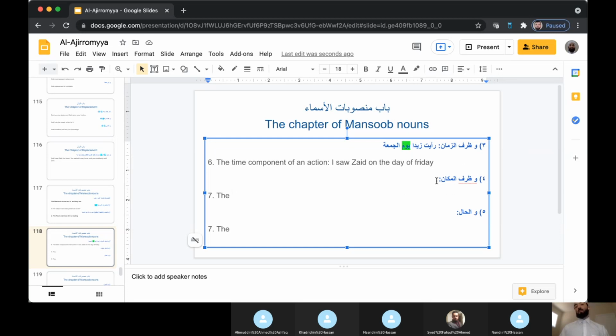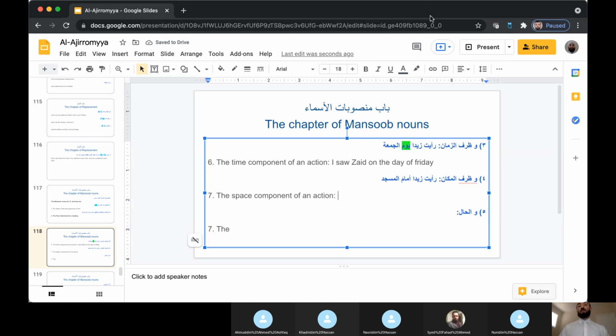Similarly, ظرف المكان is the space component of an action. Where is the seeing basically taking place? For example, you say رأيته أمام المسجد. You say I saw Zaid. رأيت زيدا أمام المسجد.